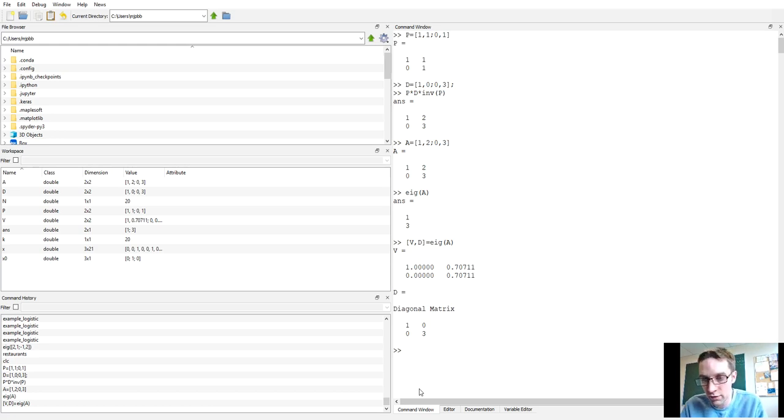And notice their eigenvectors are a little different than ours. The first column is [1, 0], which is what we found, but their second one is [0.7, 0.7]. That is just a scalar multiple of the eigenvector that we found, and it is equally valid.